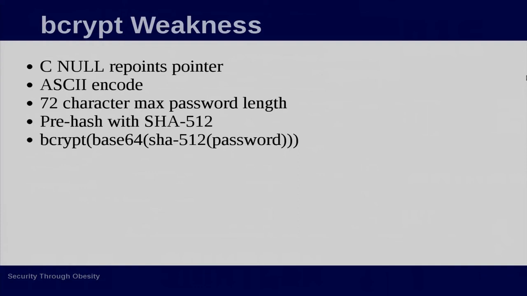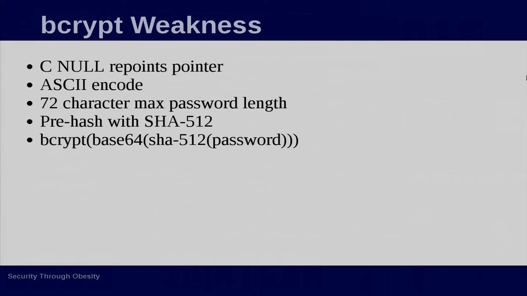The problem is, though, that your SHA-512 or any other hashing library is probably producing raw binary, raw bytes. It's not ASCII encoded. And that's where this C null character becomes a problem, because the null character could be part of that output. And then we encounter this bug where the pointer gets repointed in bcrypt. We're not getting the security out of bcrypt that we want.